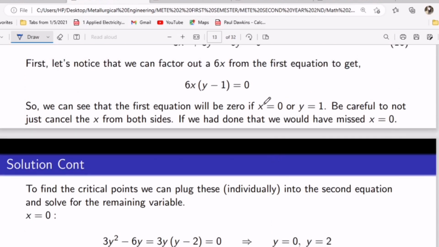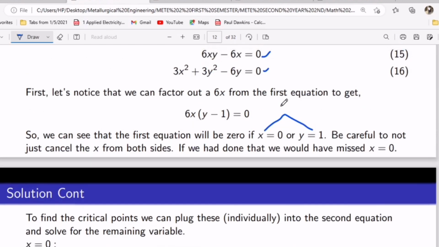Come and see. And this is not the critical point. In this case, even though we have x and y values, these are not the critical points, because we are going to substitute this value into equation 2, which is this, to get their corresponding x and y values, which will give us the critical point.